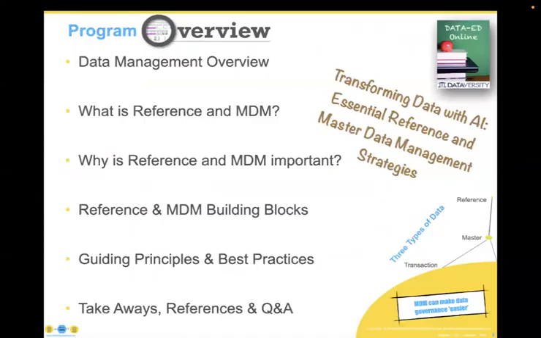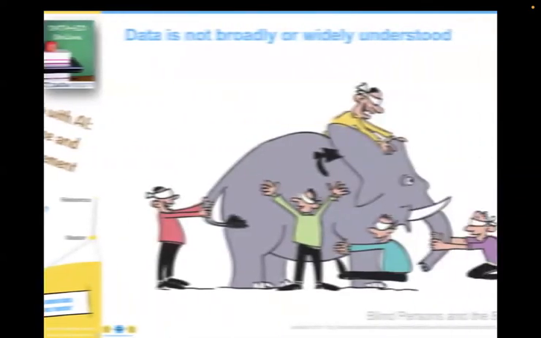So just to get an idea of what we're going to cover today, we'll start out with a data management overview, because these two pieces fit into that overall structure of data management very, very well. We'll then talk about what reference versus master data management is, and why they are both important. What are some building blocks that you can use to get started, and then give you some guiding principles and best practices. Finish up about an hour from now with some takeaways and a really fun part of the program that Mark and I both enjoy, getting your questions. So let's jump right in and see what we can look at.